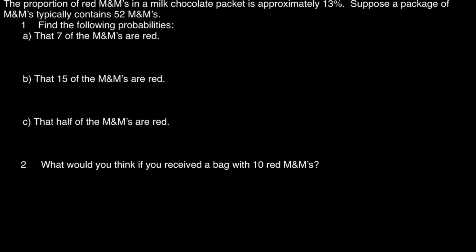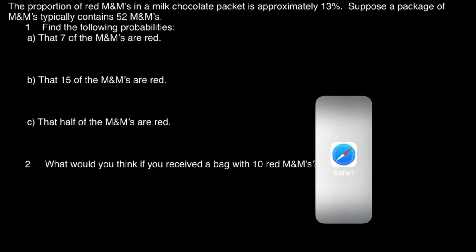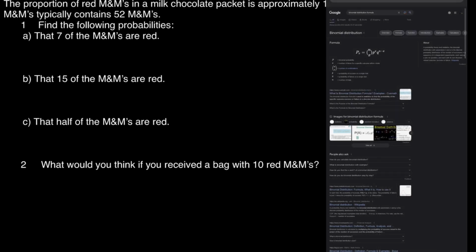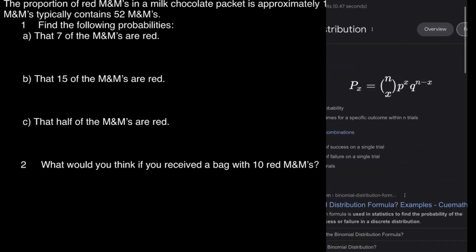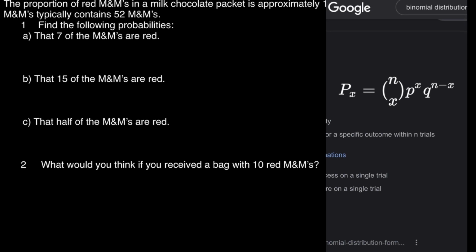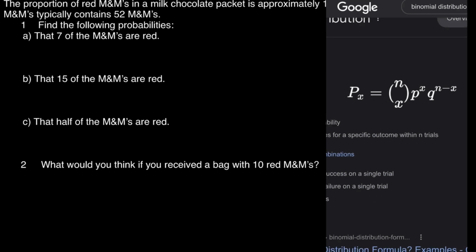Now, this is pretty clearly a binomial distribution problem. A binomial distribution is basically a discrete random variable that has 3 characteristics: a fixed number of trials, only 2 outcomes, and a constant probability for each observation. So this matches all 3 characteristics, and we can use this formula right here.